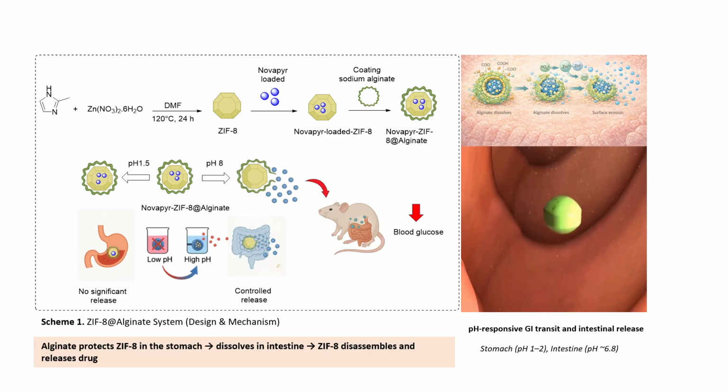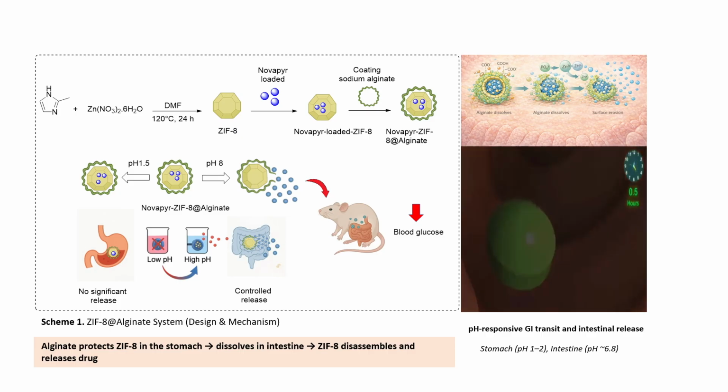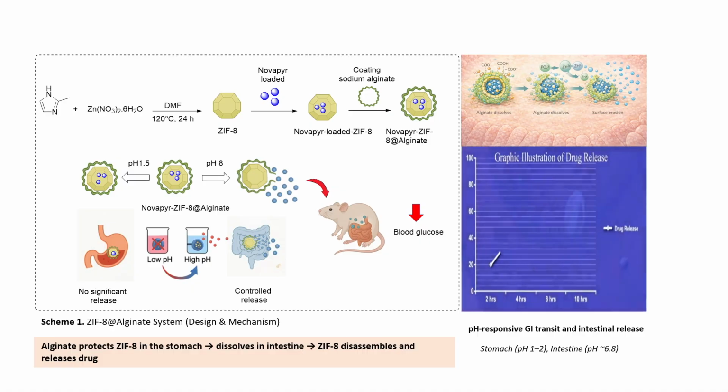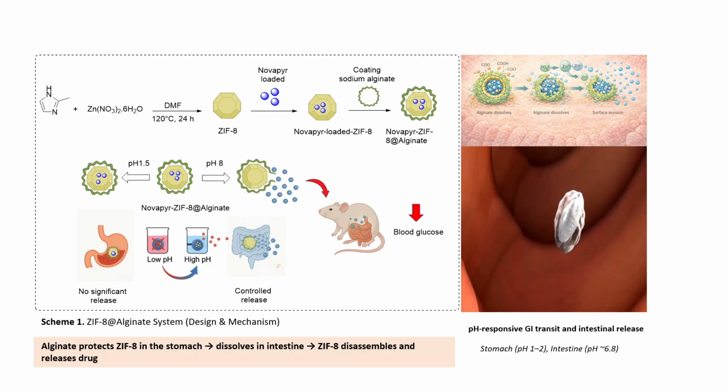The idea is that sodium alginate consists of carboxylate groups. So in the acidic medium in the stomach, nothing will happen. When this formulation reaches the intestine where the pH is 8, the carboxylate groups will be deprotonated, the charge will be negative, and there is repulsion between them, which results in the dissolving of the alginate and also destroys the ZIF-8, and then the drug Novapair will be released. And the release happens within 8 hours.